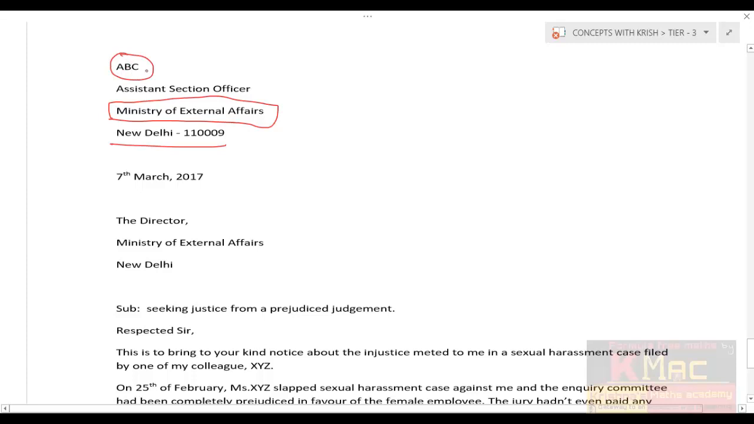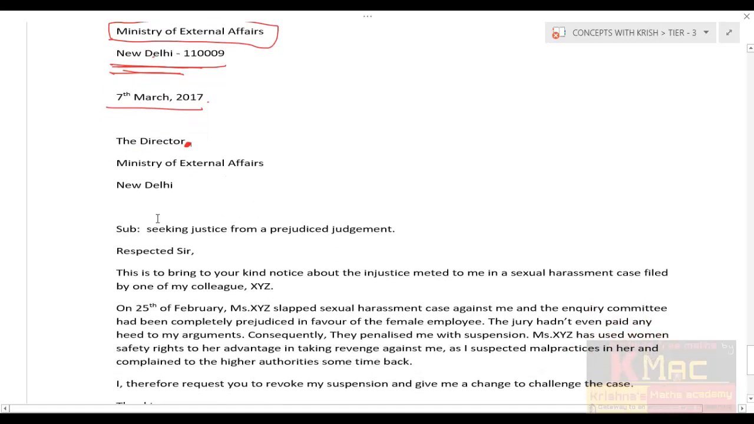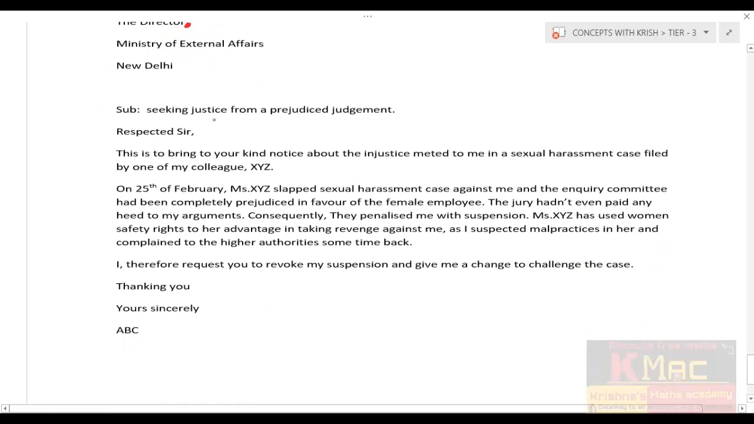No comma here. Observe this. Assistant Section Officer, Ministry of External Affairs, New Delhi. In the question they clearly stated Ministry of External Affairs, Delhi. That's why I'm writing Ministry of External Affairs, Delhi. Then I give a space here. 7th March 2017. No comma again. The Director, comma is not required. The Director, Ministry of External Affairs, New Delhi. Done. Again a space, subject: seeking justice from a prejudiced judgment. That's it, done. So very crisp and clear.